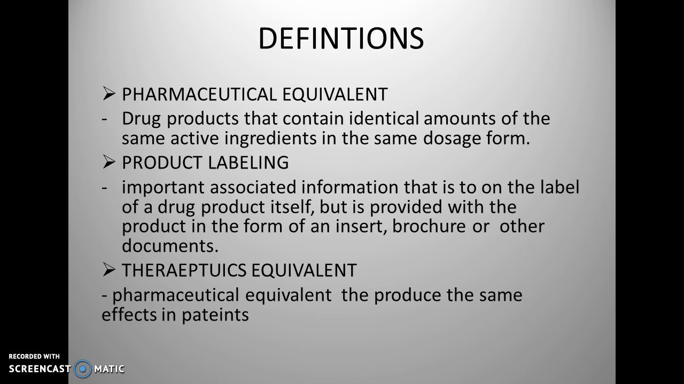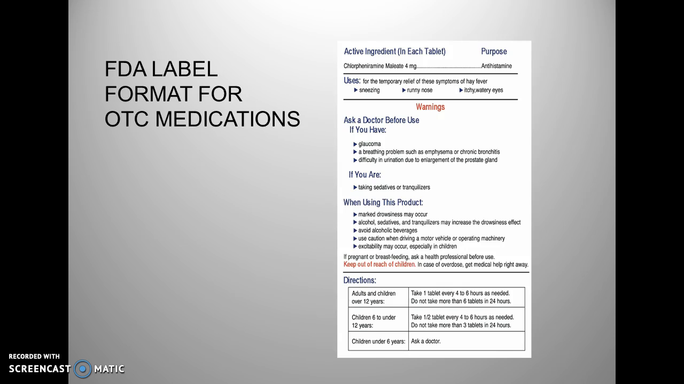We talked about that in relationship to the PPI, the patient information, providing information that allows for additional information to be given with the drug. And then therapeutic equivalent: a pharmaceutical equivalent, the same product, it has the same effect on the patient. Okay, so these are just some of the definitions that you should be familiar with.